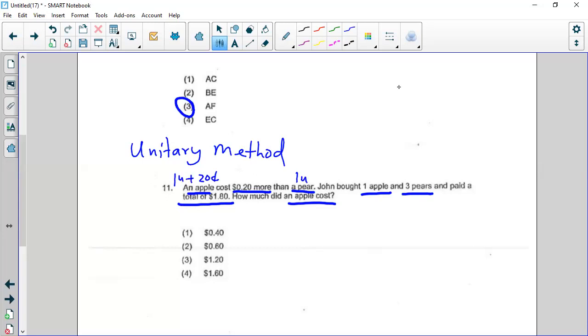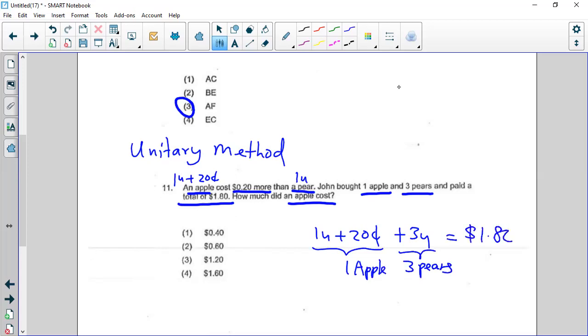Okay, this is without the model. Understand? John bought 1 apple, which is 1 unit and 20 cents. And she also bought 3 pears. So how much is 3 pears? That will be 3 times 1 unit. See? So you have 1 apple and 3 pears. So what's the total cost? So you add them together, the total cost is $1.80.